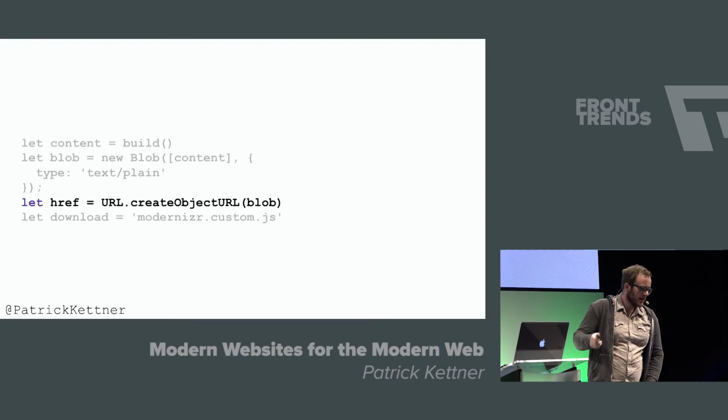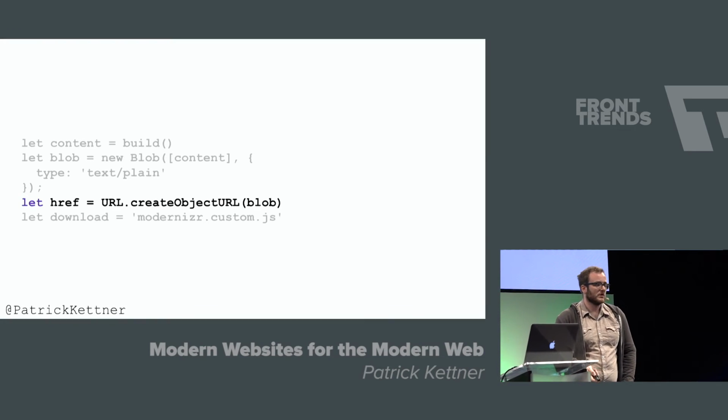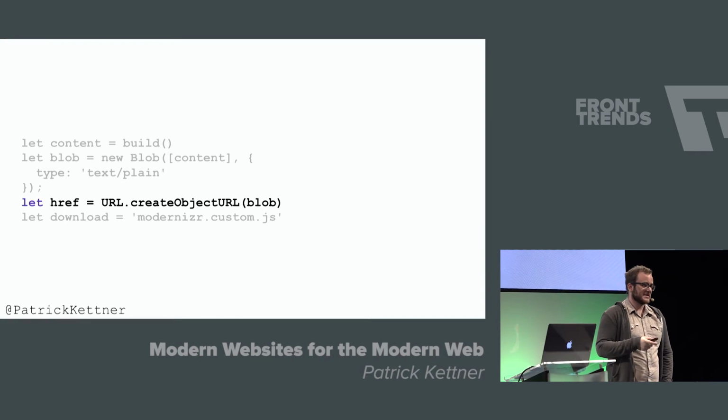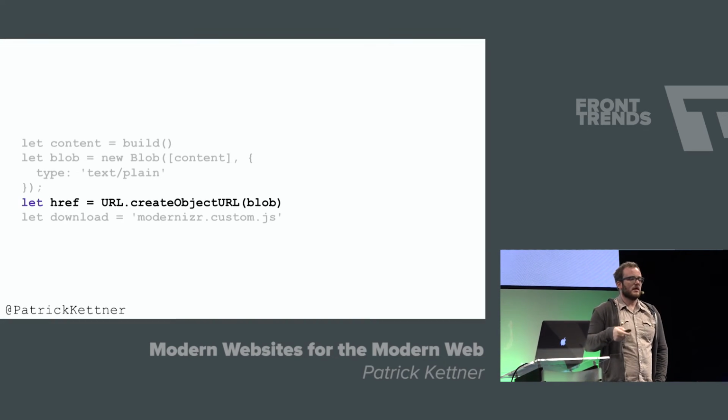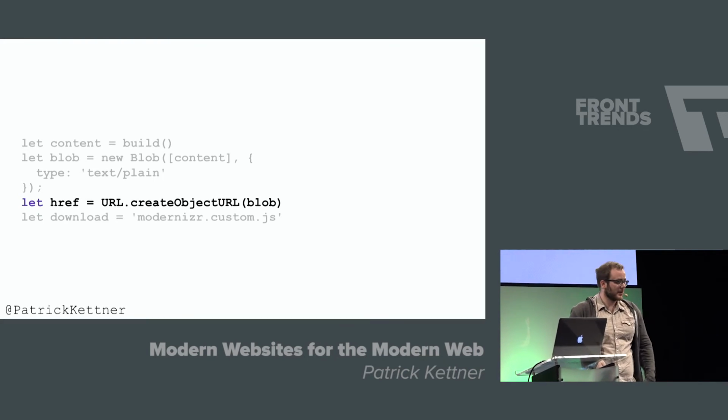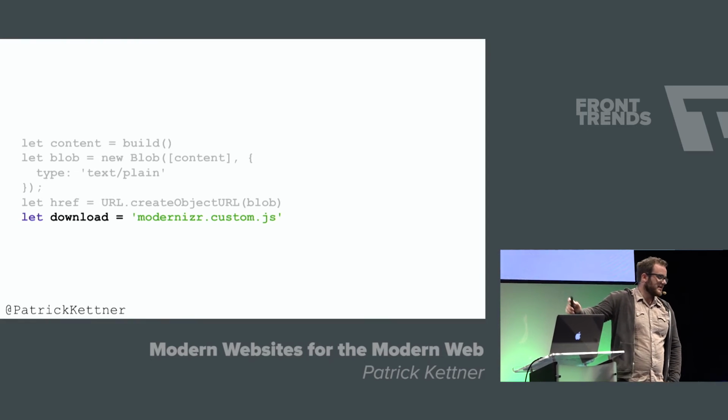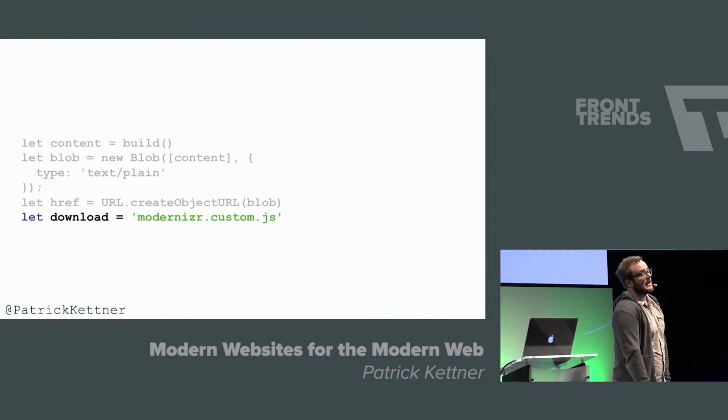We then create a href attribute for our anchor tag that we're going to generate. So this gives us a way to reference that blob by URL. So when someone clicks on it, you get all of the actions that you would normally associate with clicking on a link. That is, in this case, a file popping up. Then finally, we're able to give it the download attribute. Download attribute gives it a pretty name.